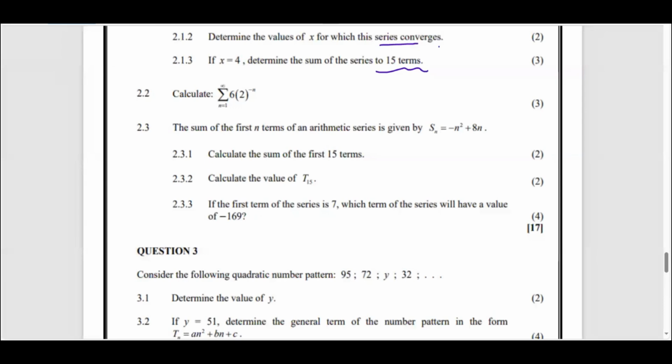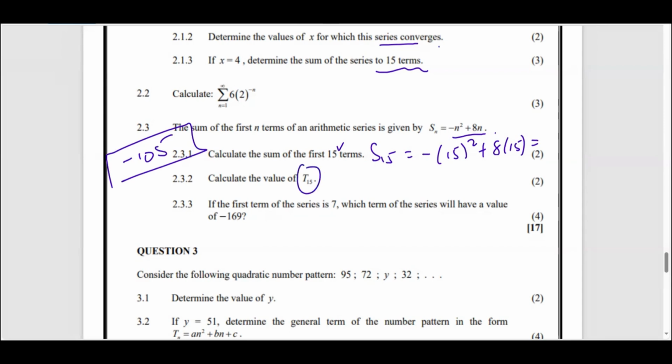And then the sum. I love this question. The sum of the first n terms of an arithmetic sequence will be given as this. Calculate the sum of the first 15. So where there is n, just replace it with 15. So negative 15 squared plus 8 times 15. Okay, so that's going to be negative 225 plus 8 times 15, which is negative 105. That's what I'm getting. Then calculate the value of T15.